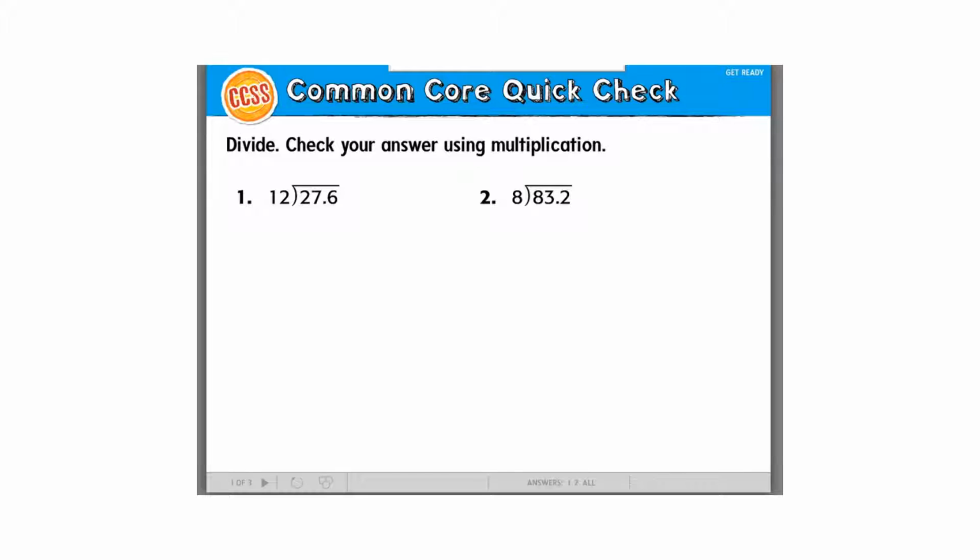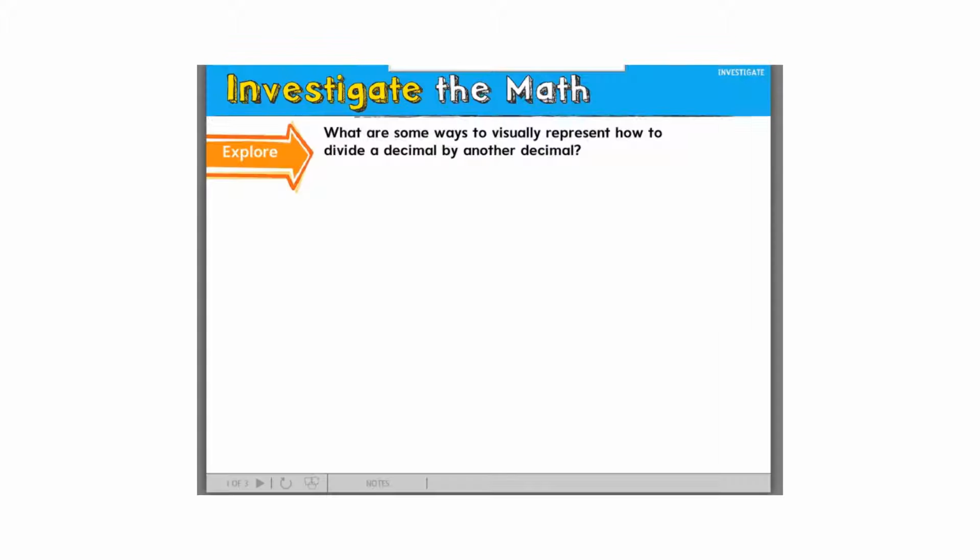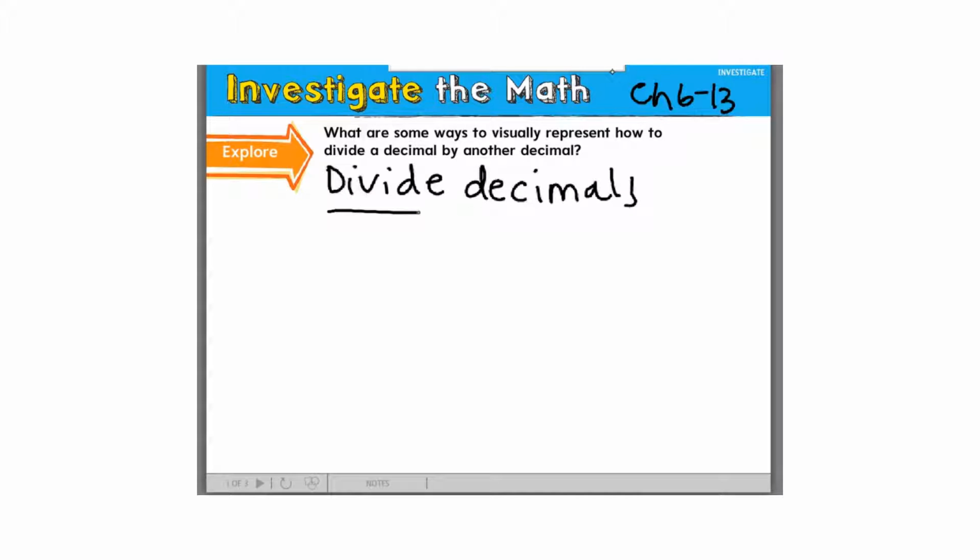We're going to skip that one for today. We have too many examples here to do. So in your notes, you need to write divide decimals. That's the title of the lesson. And the number is chapter 6, lesson 13. Chapter 6, lesson 13.